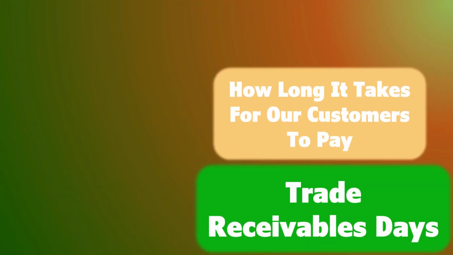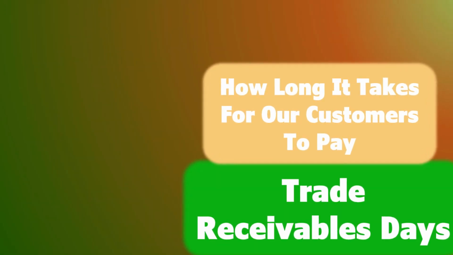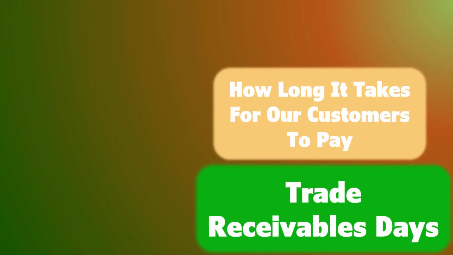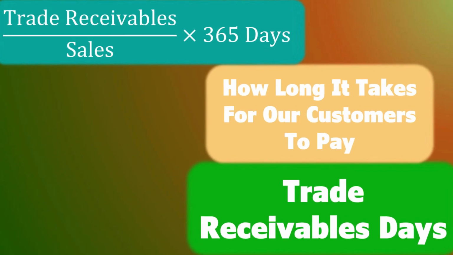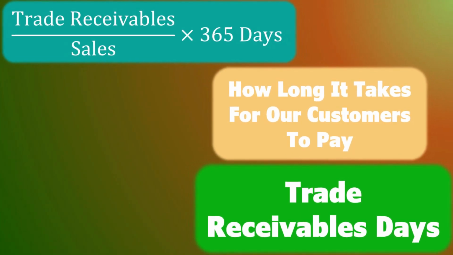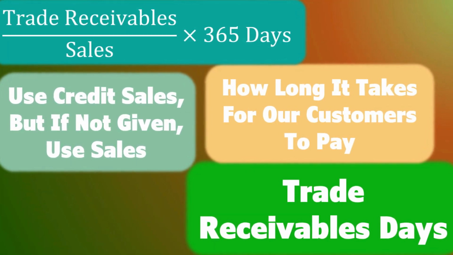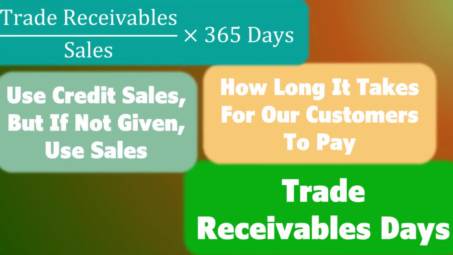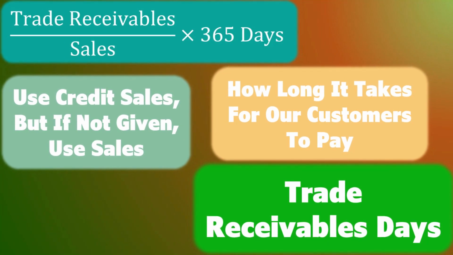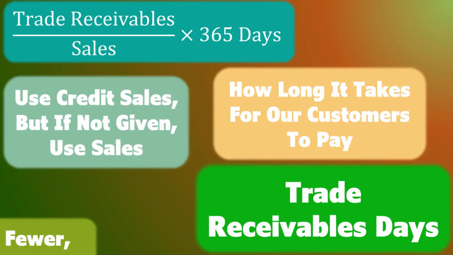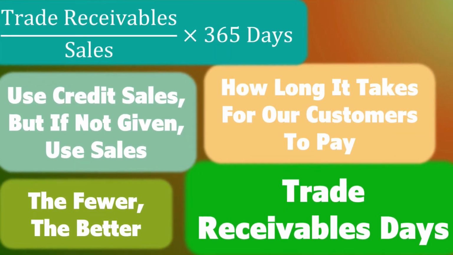Yet another ratio is trade receivable days, which is how long it takes for our customers to pay. It is calculated as trade receivables divided by sales times 365 days. Ideally, we would want to use the credit sales, but if no distinction is given, just use the sales figure from the profit or loss account, i.e. the income statement. In general, the fewer the days figure, the better it is for our business.